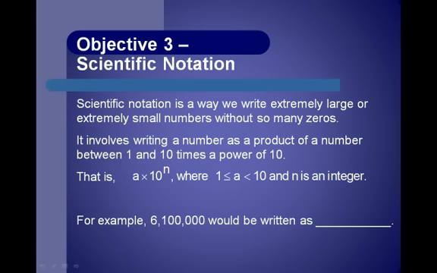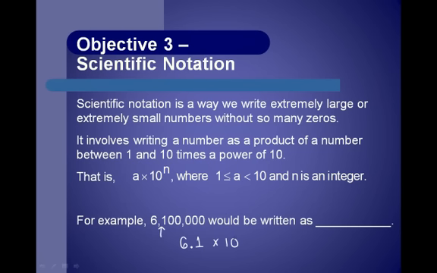For example, the number 6,100,000 would be written in scientific notation as the product of a number between 1 and 10. So in order to get that as a number between 1 and 10, we're going to move the decimal right between the 6 and the 1. So it's one number, the decimal, and then the rest of the numbers, times 10 to a power.